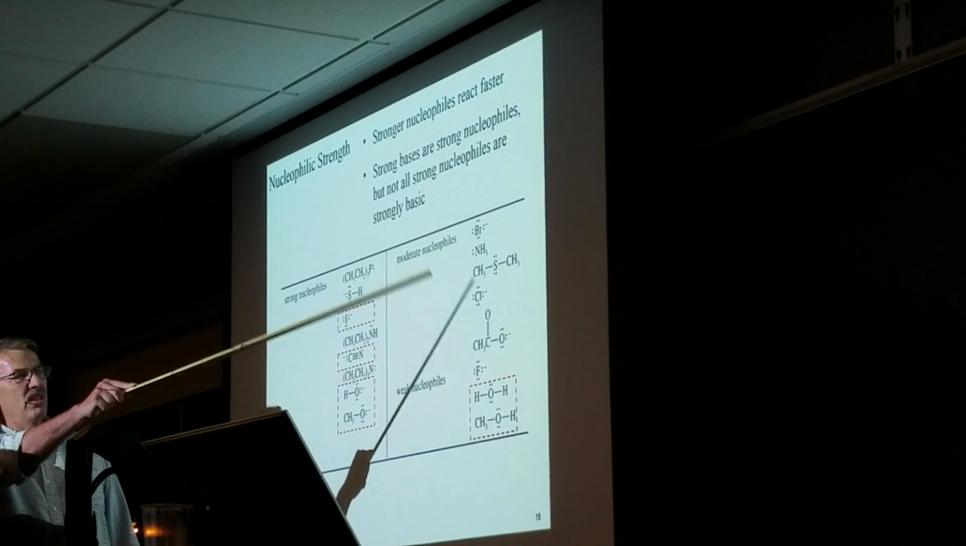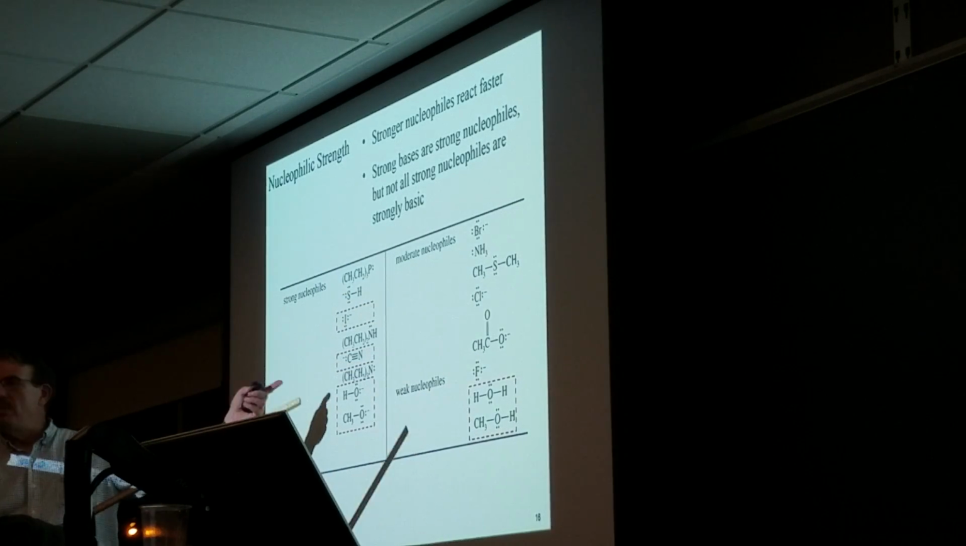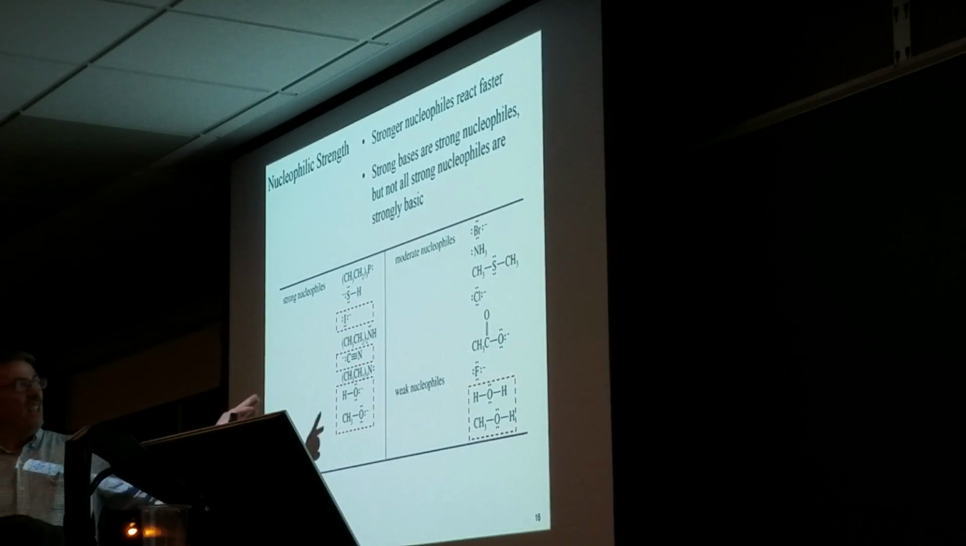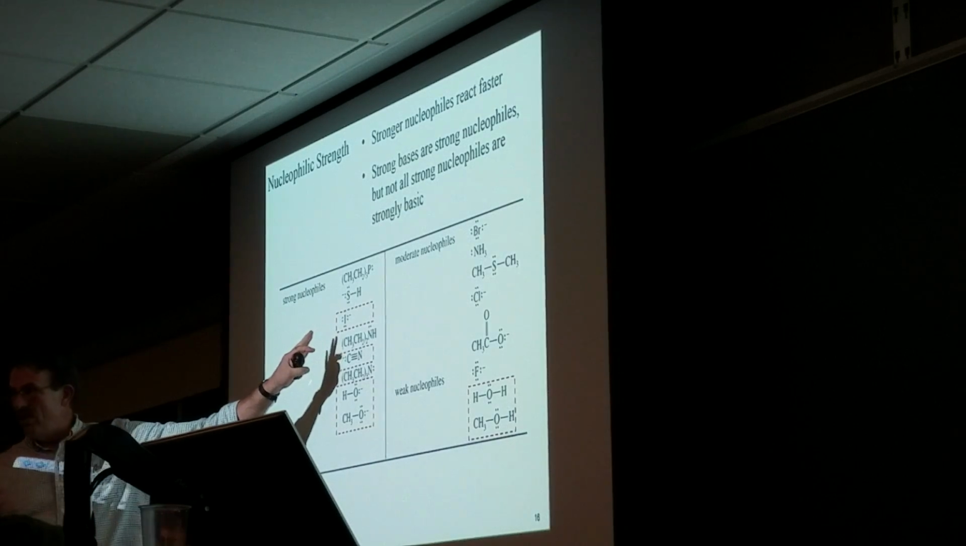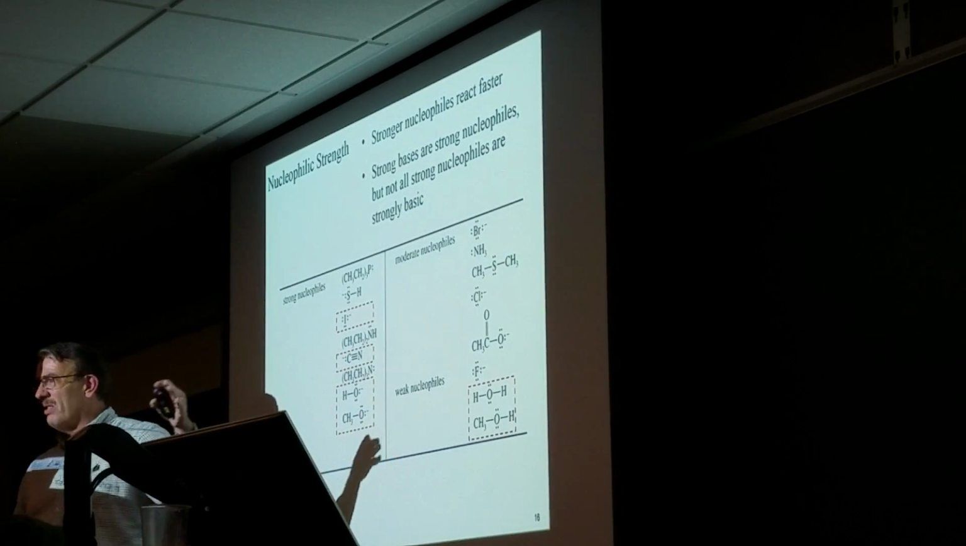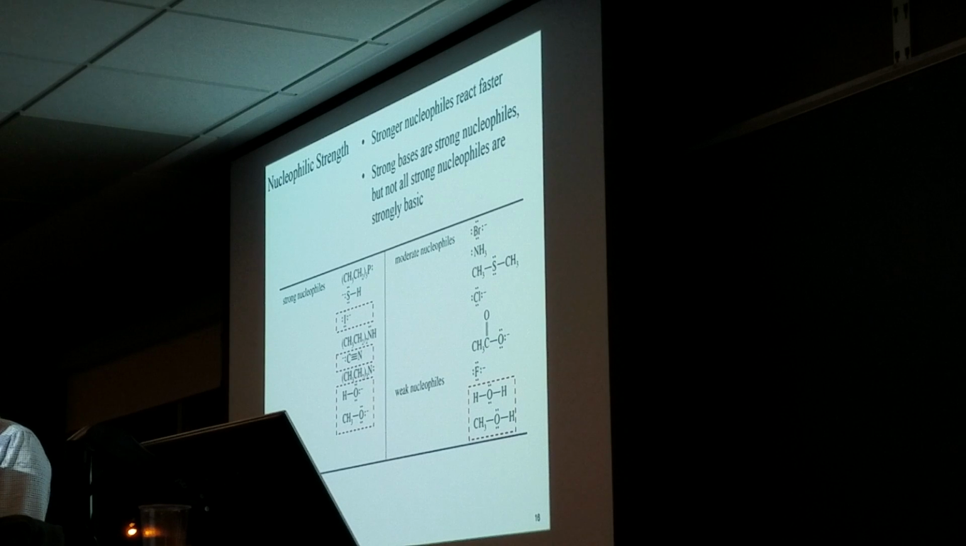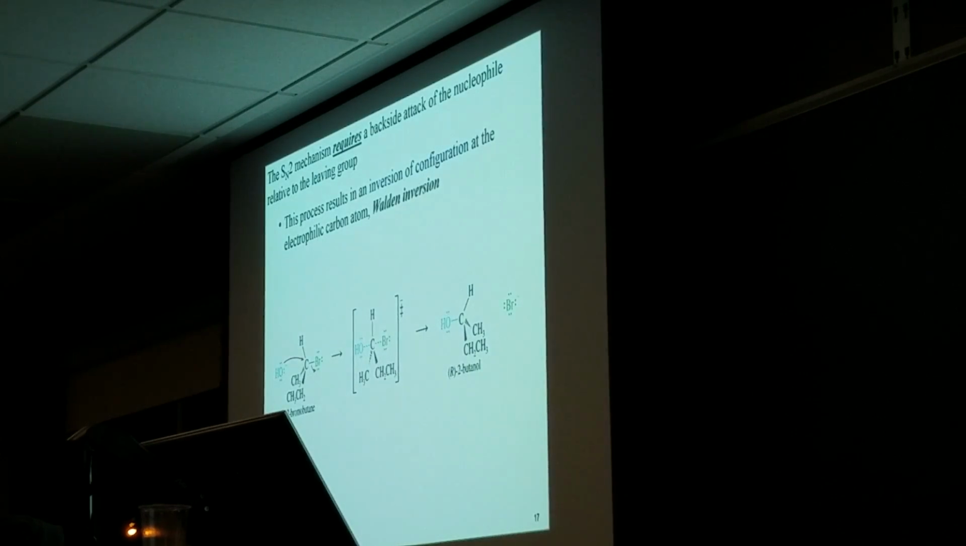There are a bunch of other ones here too, but these are sort of the big ones. It's a lot easier if you're talking about the strong ones. If you know the strong ones and the weak ones, then in between, it's hard to tell because you don't know what's going to happen, right? Okay? So let's actually look at the mechanism one more time.